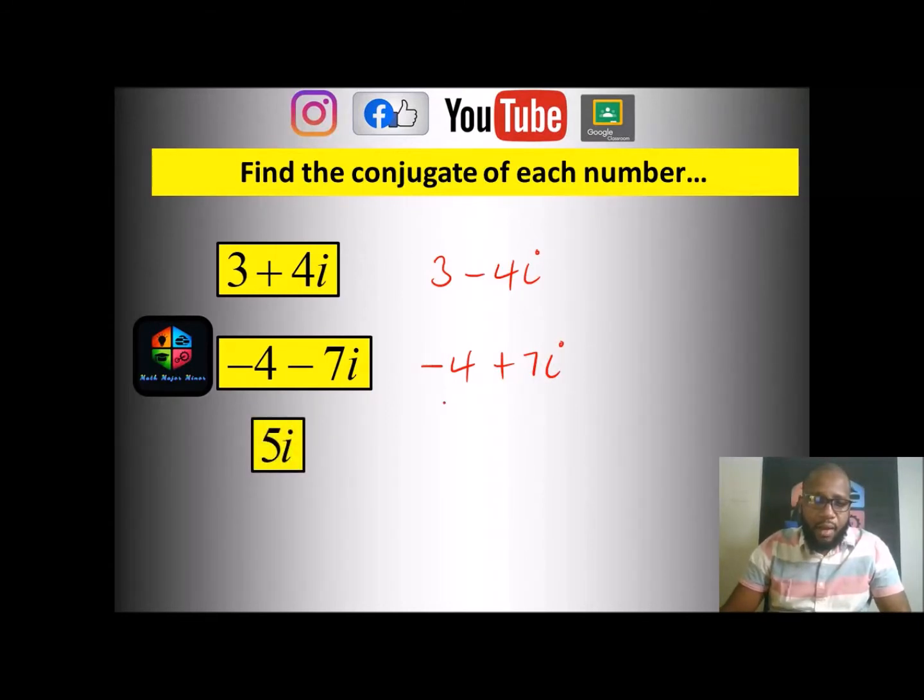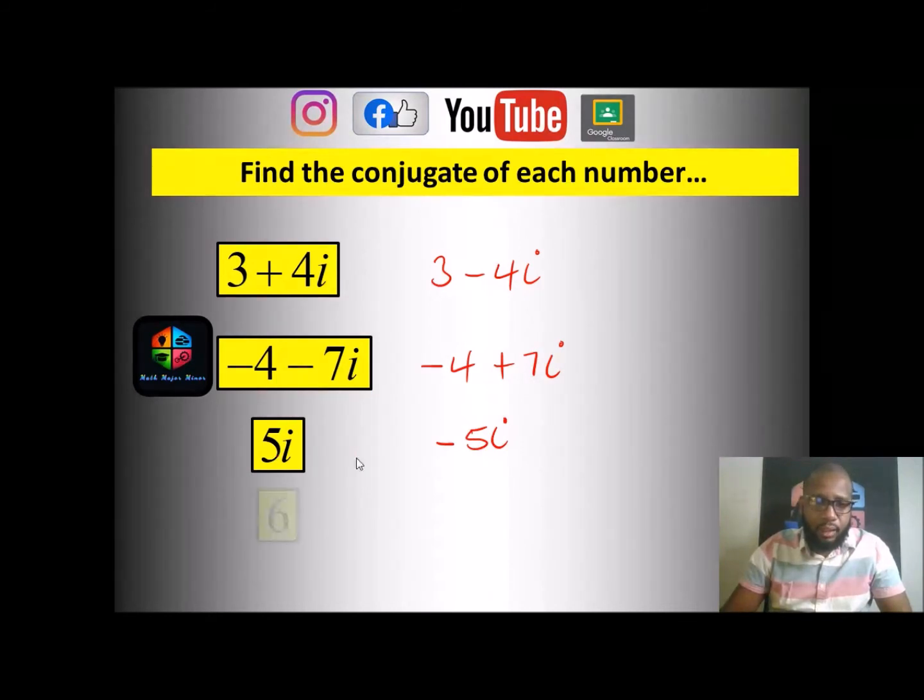What about 5i? Now, does 5i have a real component? No, but it has an imaginary component. So we do take the sign of our imaginary component, which would be negative 5i. So we change the sign of positive 5i to negative 5i.